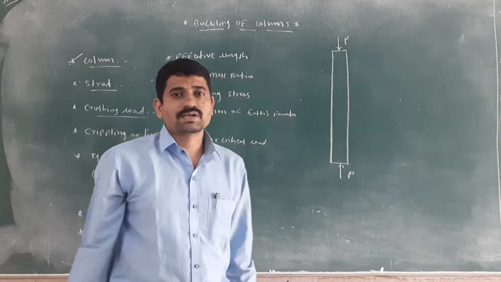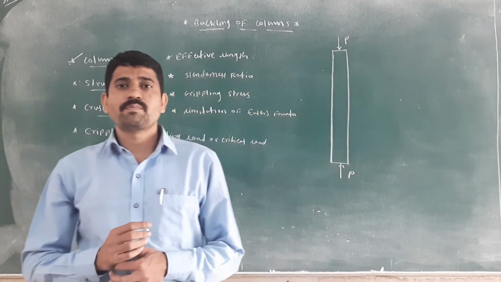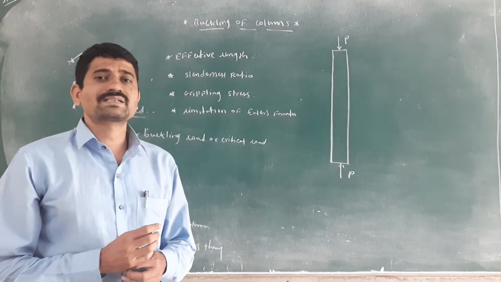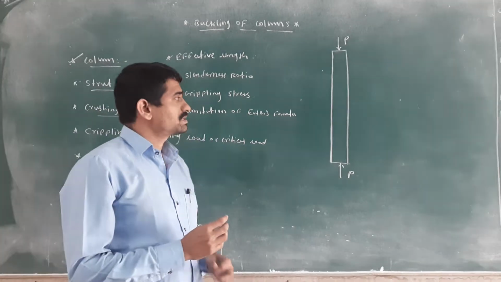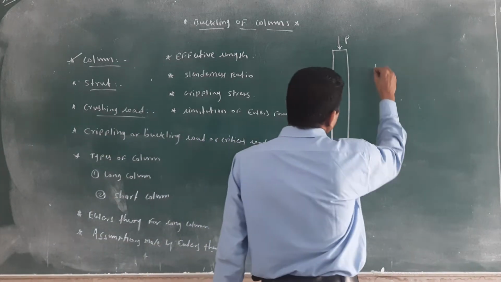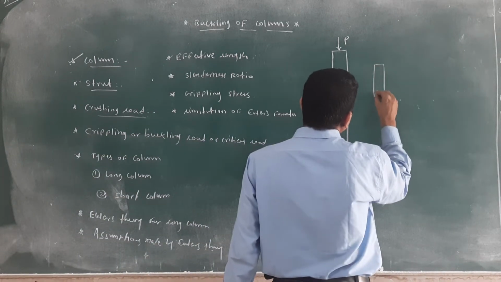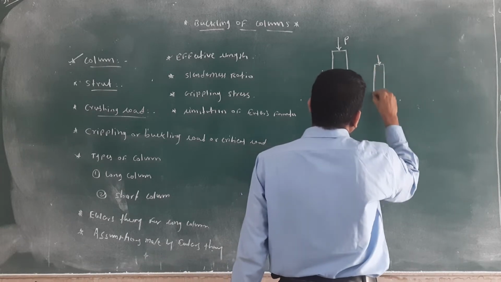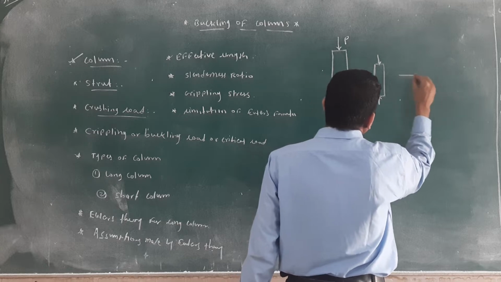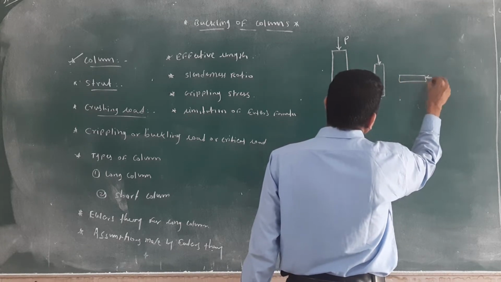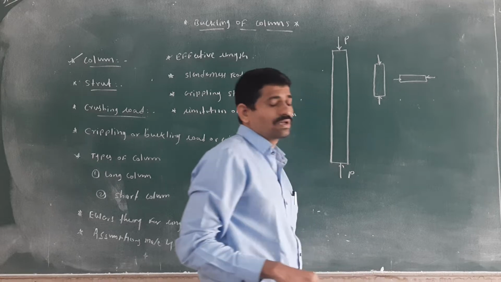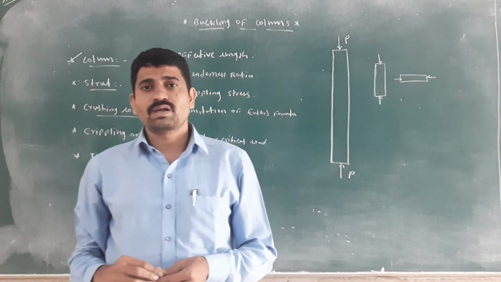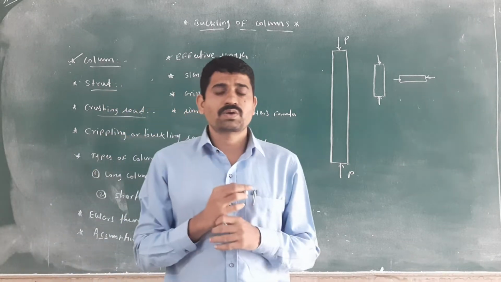And what is meant by strut? Strut is a member carrying an axial compressive load. Okay, it may be short, it may be vertical, it may be horizontal, it may be inclined. It is one type of rod.